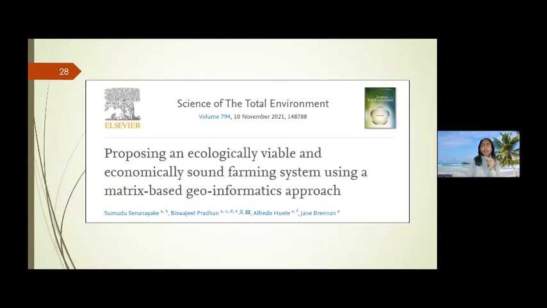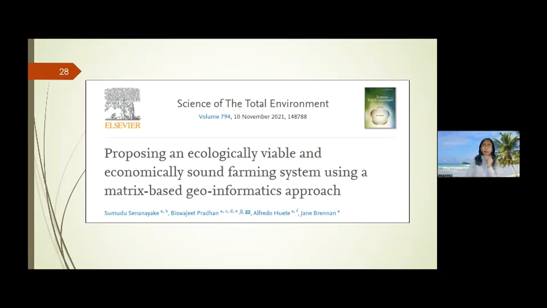More details of this analysis can be found in this article, proposing ecologically viable and economically sound farming systems using a matrix-based geoinformatic approach, published in the Journal of Science of the Total Environment.